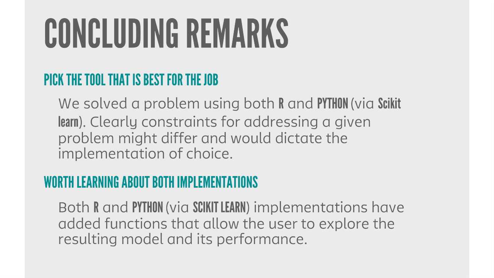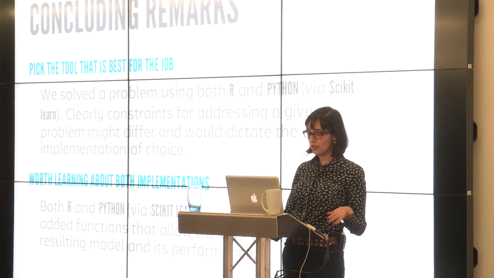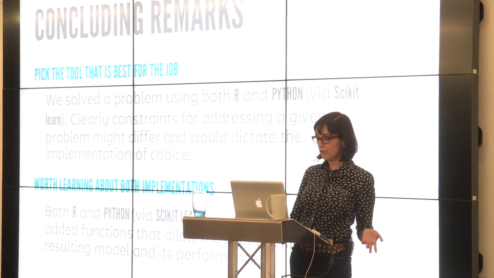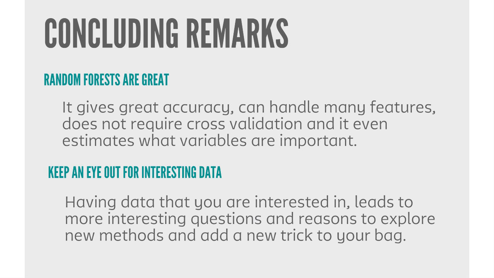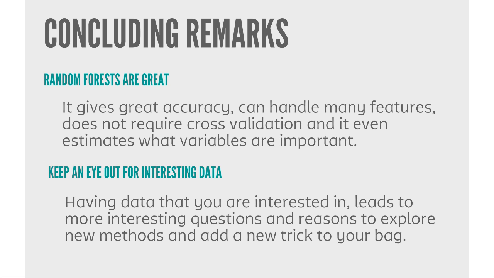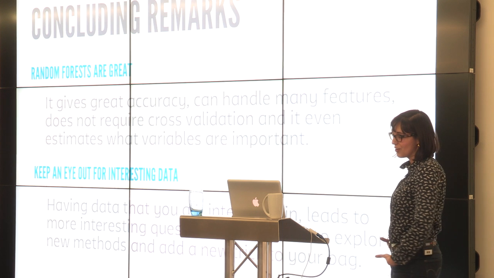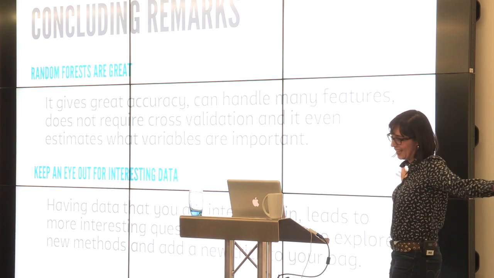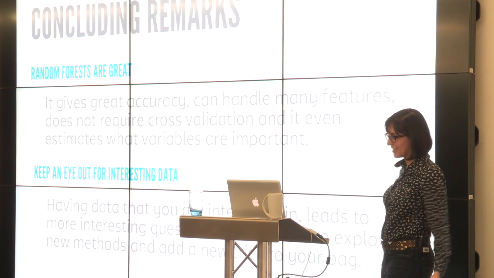Both R and Python via scikit-learn implementations have added functions that allow the user to explore the resulting model and its performance. There are many different methods that you can use on the predict object, and you can get further insights. RandomForests are great. They give great accuracy, can handle many features, do not require cross-validation, and even estimate which variables are important. And finally, keep an eye out for interesting data. Having data that you're interested in leads to more interesting questions and reasons to explore new methods, adding a new trick to your bag. If you do astrophysics and you're in love with astrophysics, then astrophysics data sets are good for you.